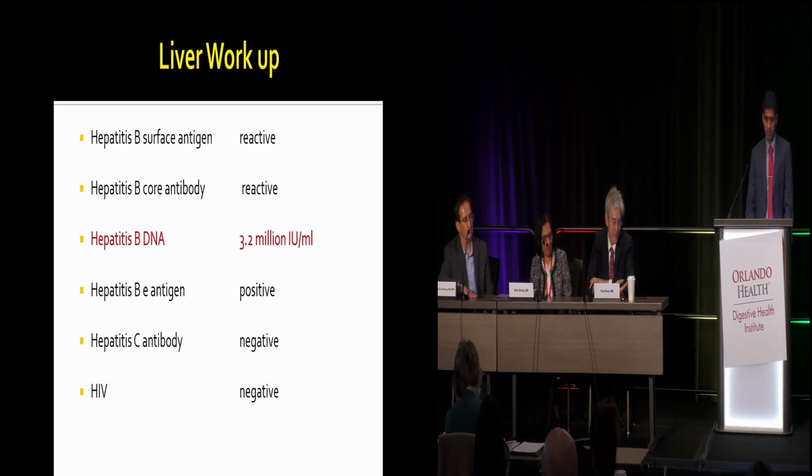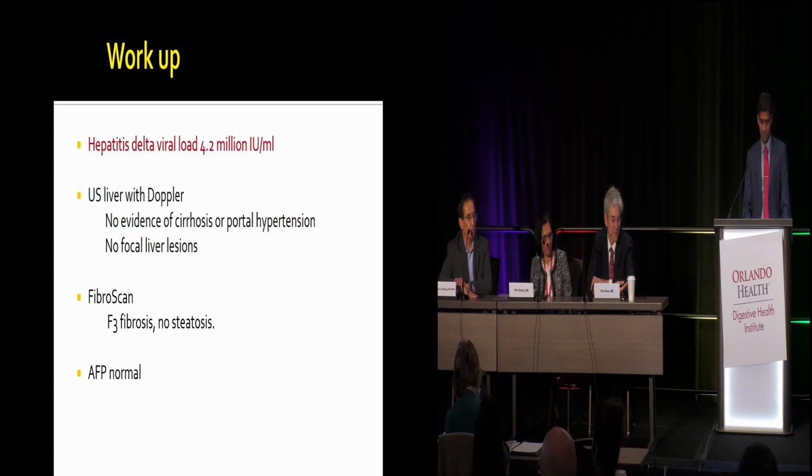So his workup locally, surface antigen was reactive. Hepatitis B core antibody was reactive. His hepatitis B DNA was 3.2 million. E antigen was positive. Hep C antibody was negative, and HIV was negative. And when he presented to clinic, he also got his hepatitis delta. And his hepatitis delta viral load was 4.2 million international units per ml.